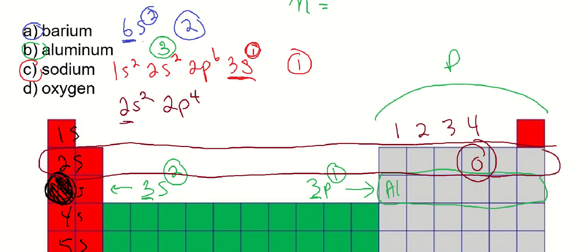So in that 2nd energy level, we might as well write the whole electron configuration out. That's all it was. All right, so in the 2nd energy level, which is the highest, it has 2 electrons in the s, 4 electrons in the p. So it has 6 total in the 2nd energy level. There's your answer for oxygen.